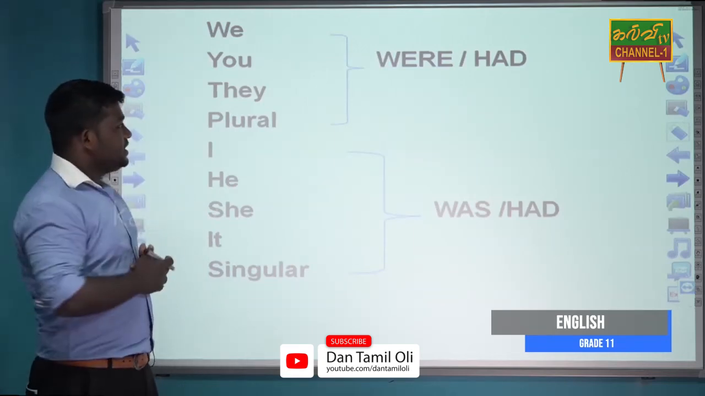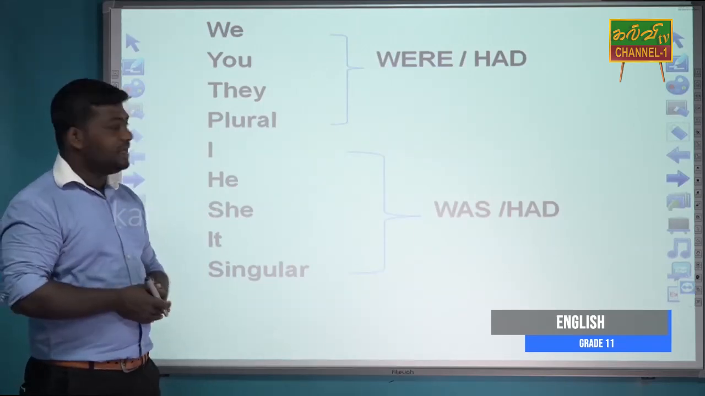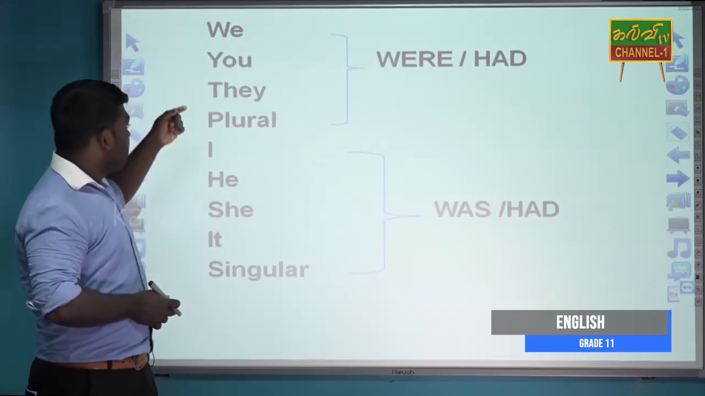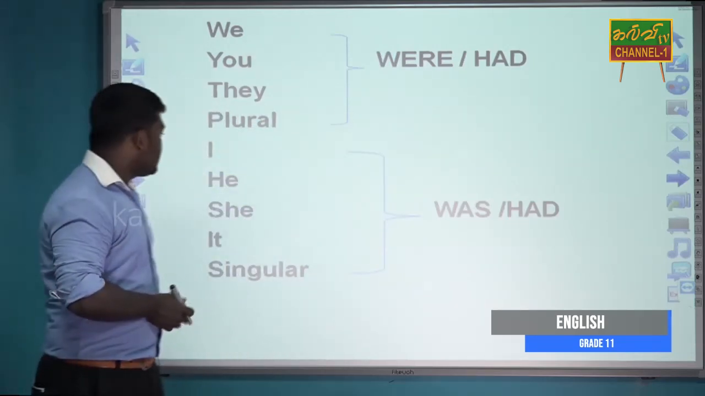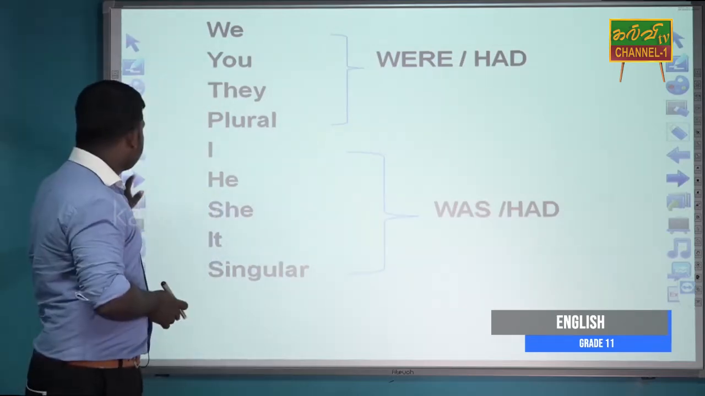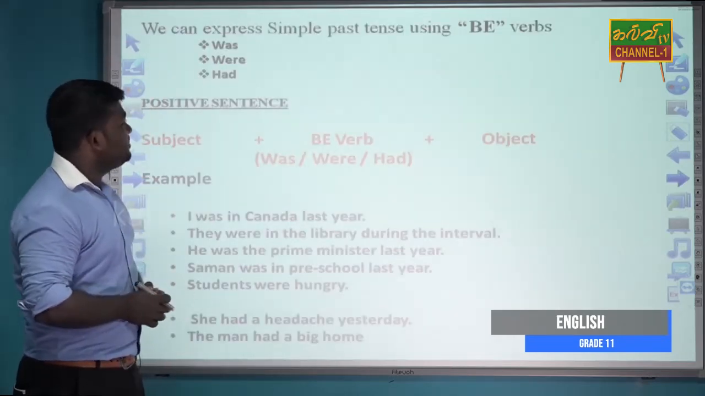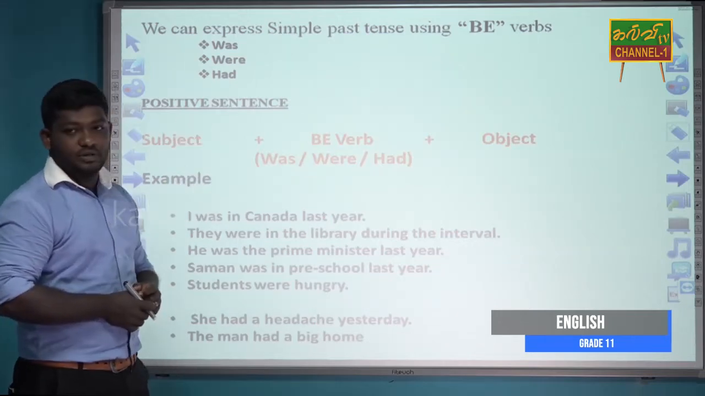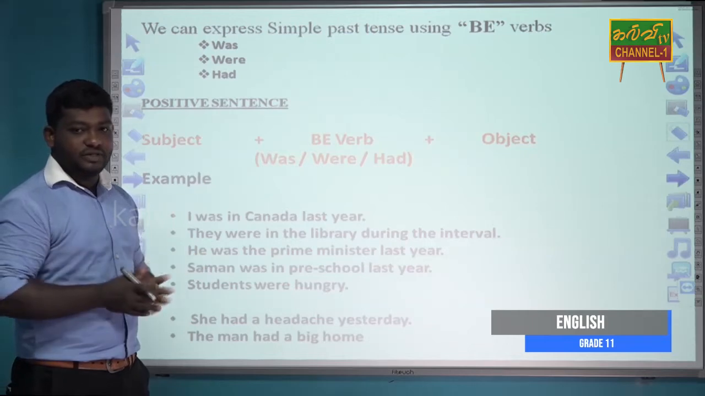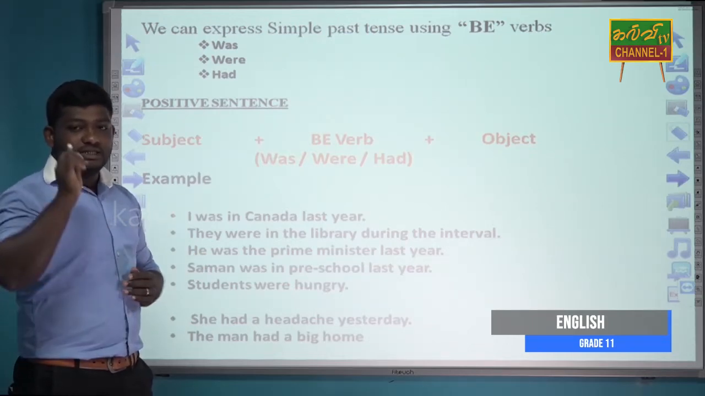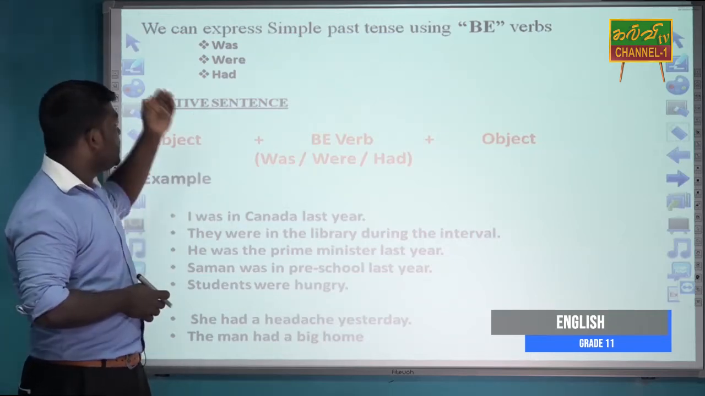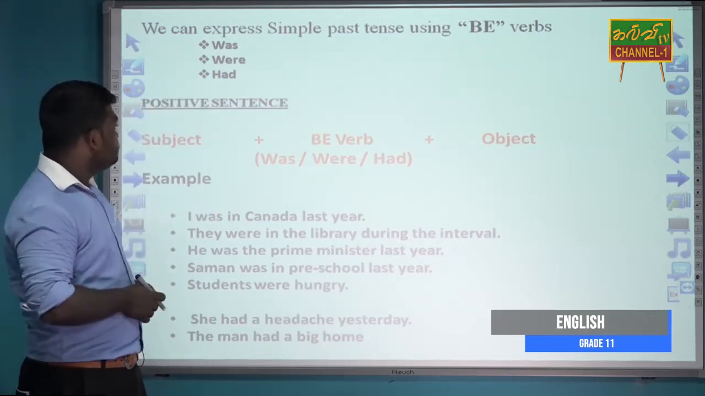ஸோ நாங்கள் இப்போ here we are studying simple past படிக்கிறபடியால் அதுக்குரிய was, were, had பார்க்க போகிறோம். அப்போ we, you, they, plural உடன் were, had பாவிக்கப் போகிறோம். I, he, she, it, singular உடன் was, had பாவிக்கப் போகிறோம். பாருங்க, we can express simple past tense using be verbs. Was, were, had, these are the be verbs which can be used in simple past. அதாவது simple past நாங்கள் be verbs வச்சு எக்ஸ்பிரஸ் பண்ணலாம். ஸோ அதில் was, were, had நாங்கள் பாவிக்கலாம்.